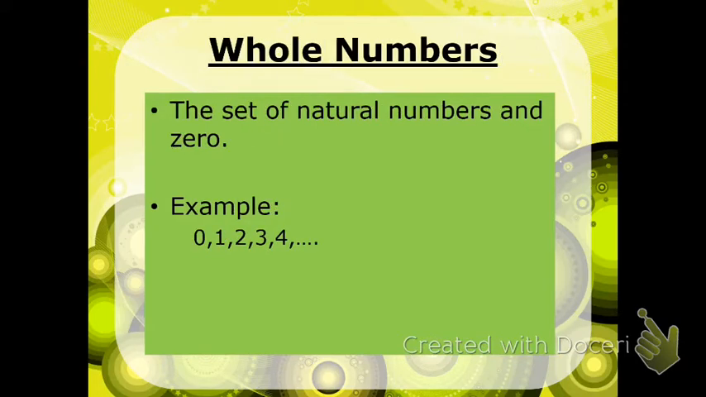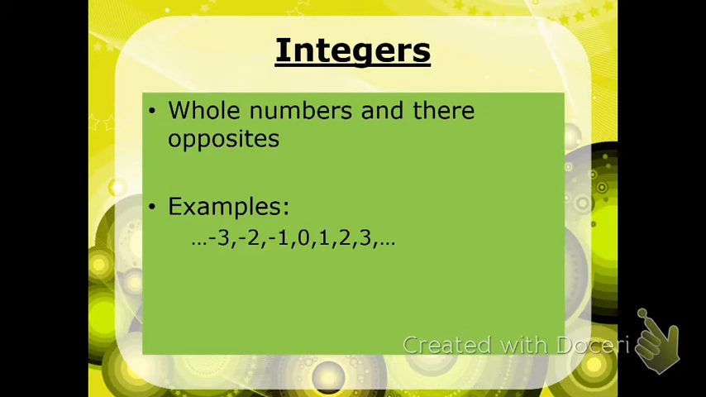The whole numbers are all of the natural numbers and the number 0. So not just 1, 2, 3, 4, but also 0. The integers are all of the whole numbers and their opposites. So not just 0, 1, 2, 3, and 4, but also -1, -2, -3, -4. Notice the ellipsis, so that list continues forever in both directions.